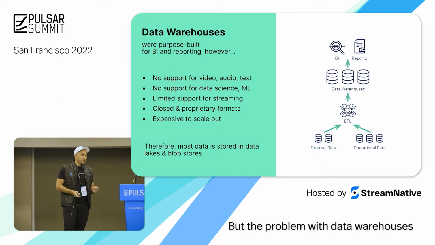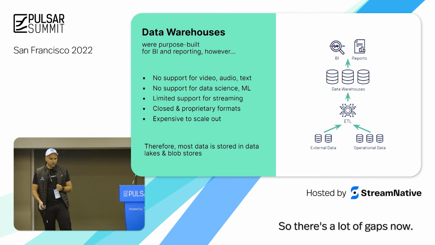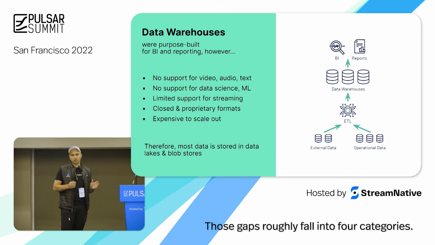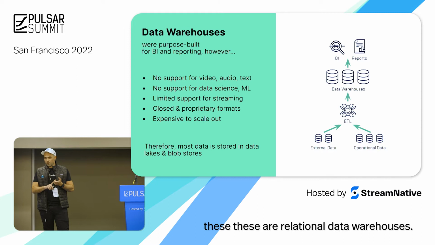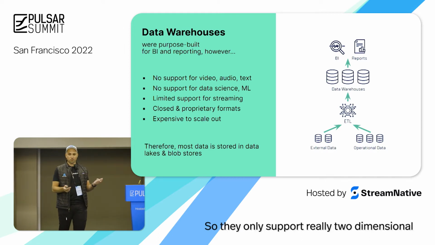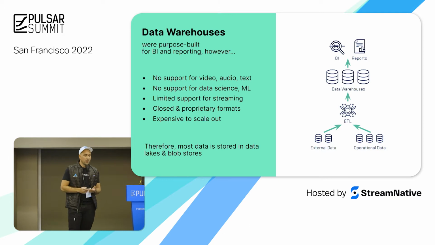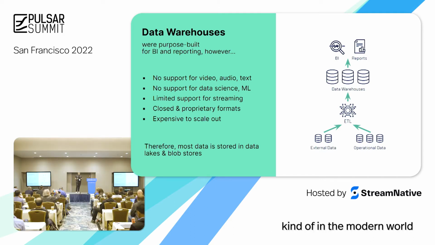But the problem with data warehouses is that they've been around for a long time. So there's a lot of gaps. Now, those gaps roughly fall into 4 categories. The first gap is in data. Traditionally, these are relational data warehouses, so they only support really 2-dimensional regular tabular data with schemas. That worked for a very long time and continues to work very well, but there's poor support for raw data, images, video, audio, anything you might need to do in the modern world with all the new data streams that are available.